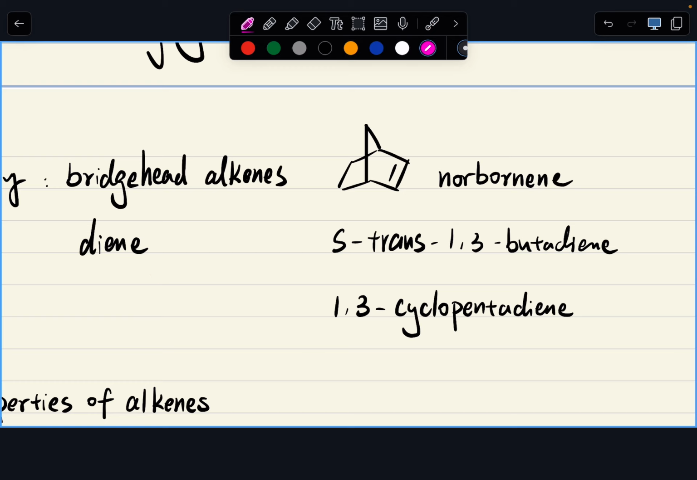Or you can have dienes. So in this case, you can have the s-trans 1,3-butadiene or the 1,3-cyclopentadiene. I'm not going to test the nomenclature of these molecules for you, but just so you know they exist. More exotic molecules exist.